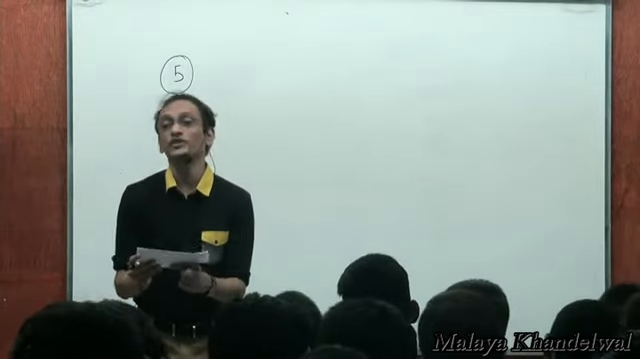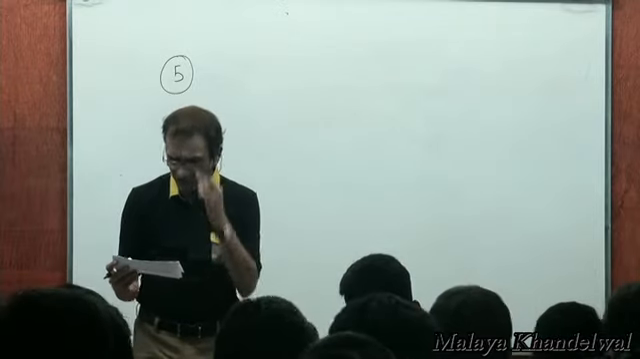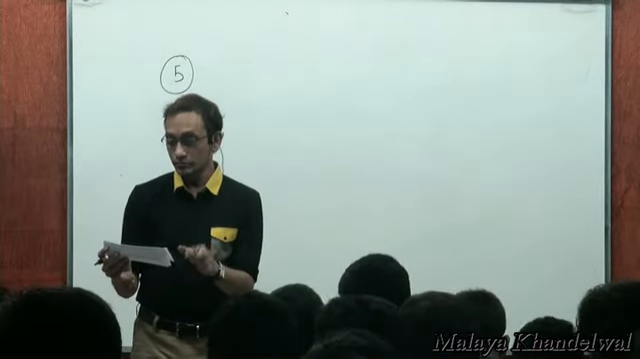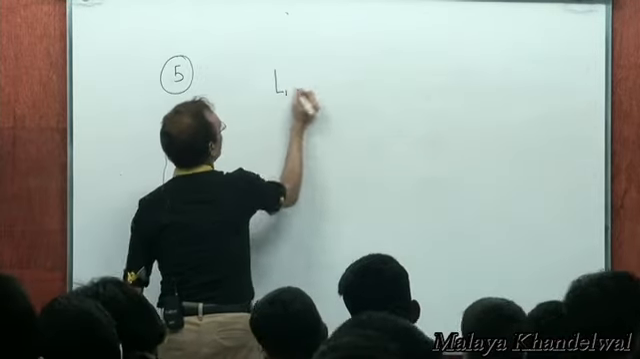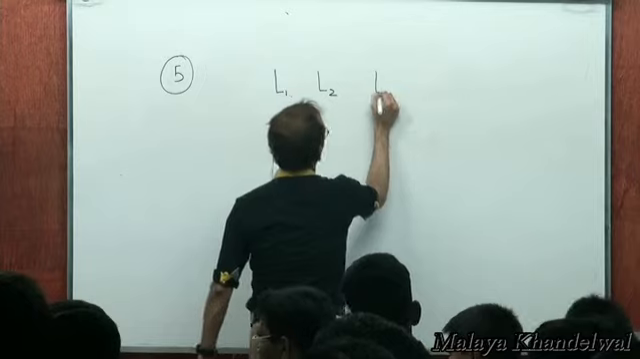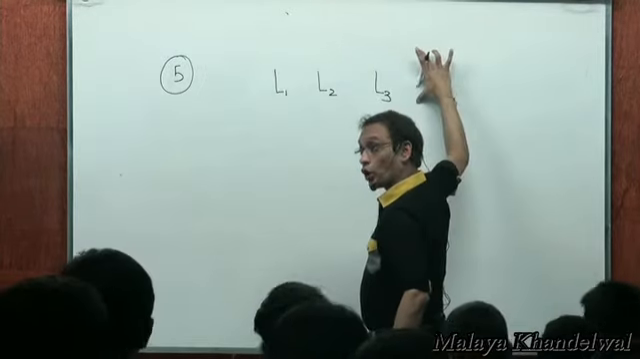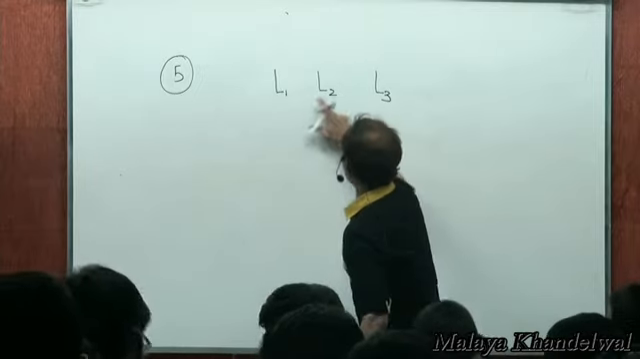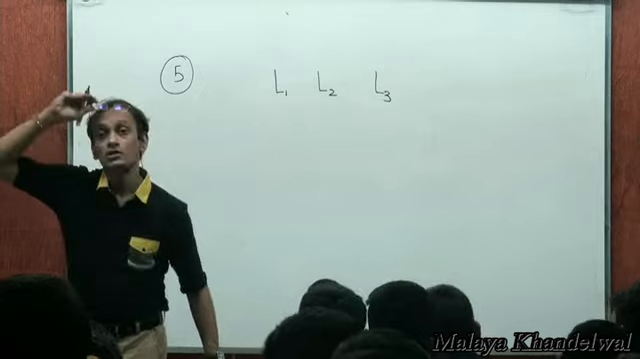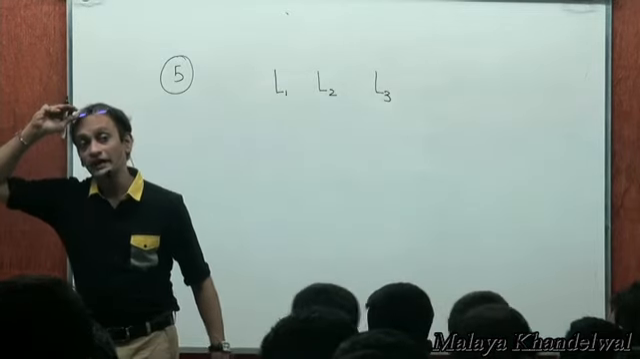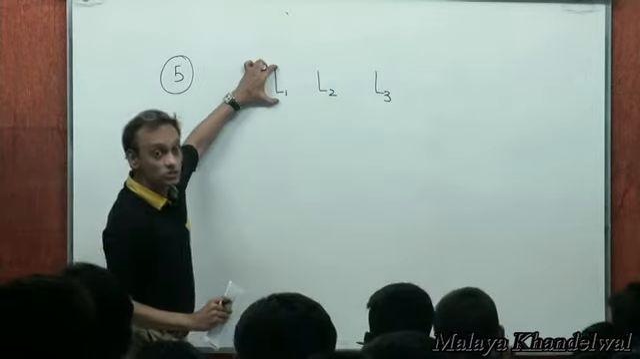How many words, with or without meaning, of 3 distinct letters of the English alphabet are there? 3 distinct letters, which means L1, L2, L3. So this is a word to be constituted where L1, L2 and L3 are distinct letters of English, right? So it's about having 3 spaces.